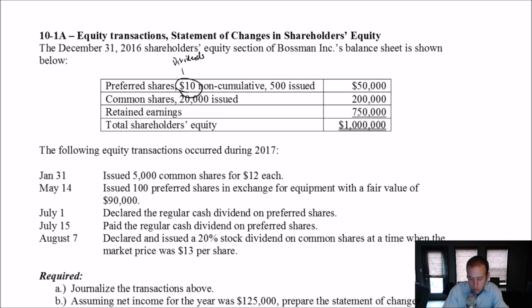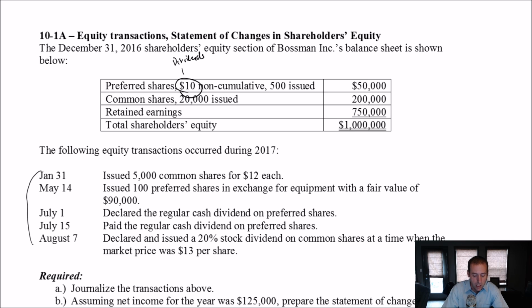Okay, common shares 20,000, retained earnings. Okay, so common shares and retained earnings. There's not much new there. The following equity transactions occurred during 2017, and you can see there's like 6. For a typical privately held company, that would be a ton of equity transactions. Most small businesses will have 0 equity transactions in the year, maybe a dividend at the end of the year, but you can go years and years without an equity transaction in a small business. But anyway, we're learning about equity transactions. We're going to do a few equity transactions.